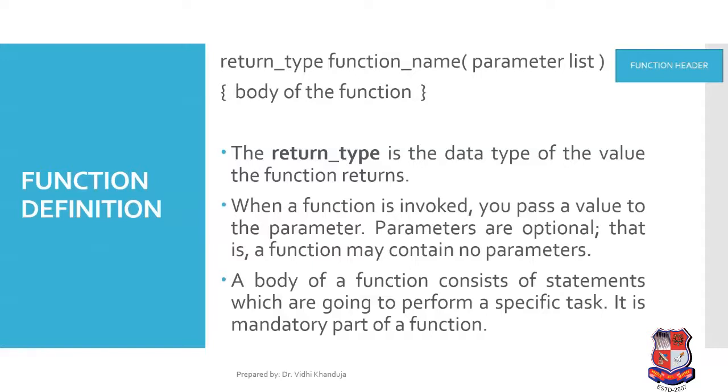Right? So next is your body of function. It consists of single or multiple statements which perform a specific task. Now this body of function is a mandatory part of the function. However, the function may or may not have a return type. That means return type is optional. And parameters: the function may or may not have some parameters, right? So these two parts, the parameter list and return type, are optional. However, the body of function is a mandatory part of a function. Clear?